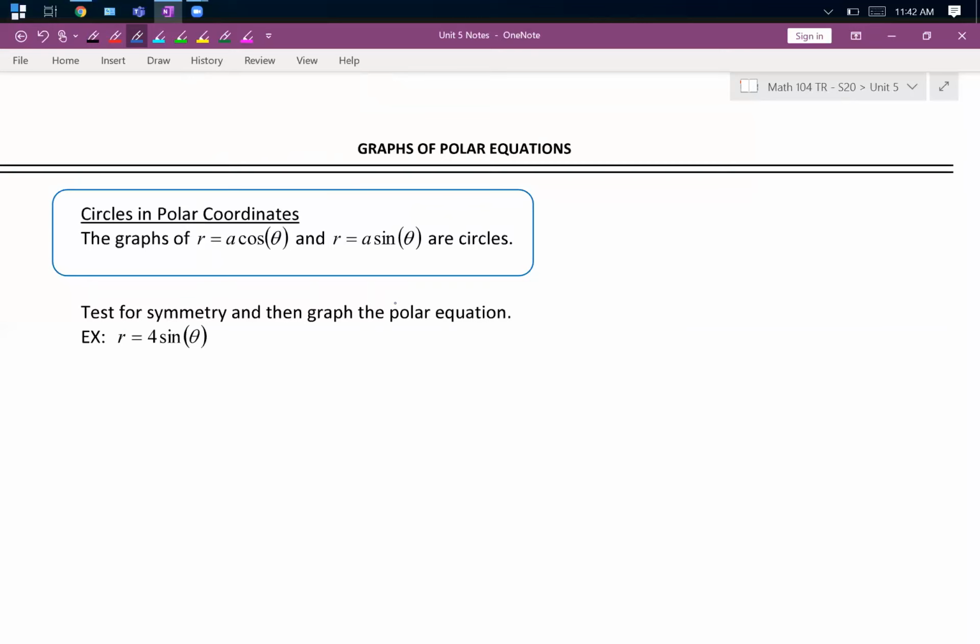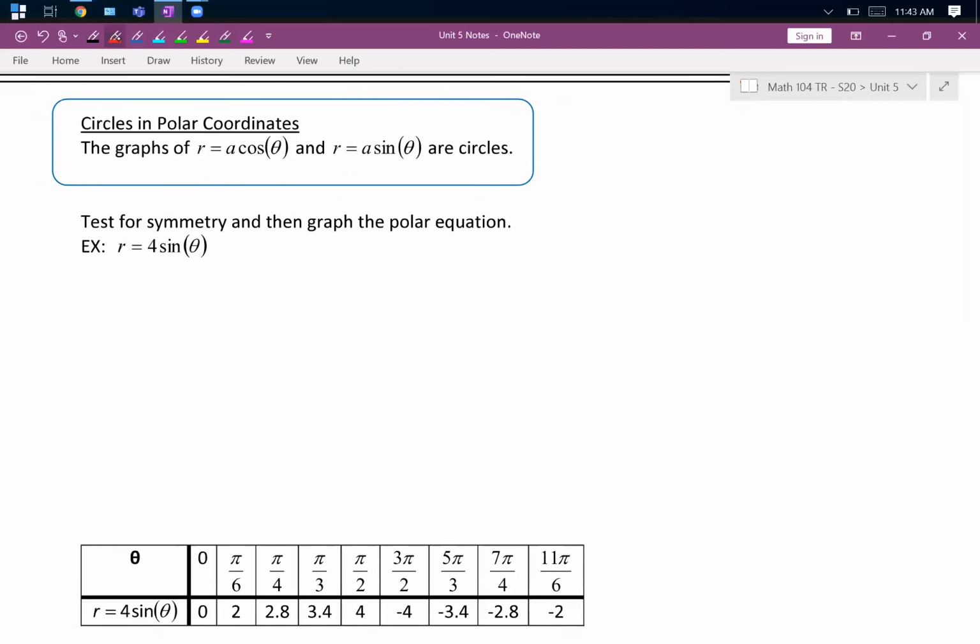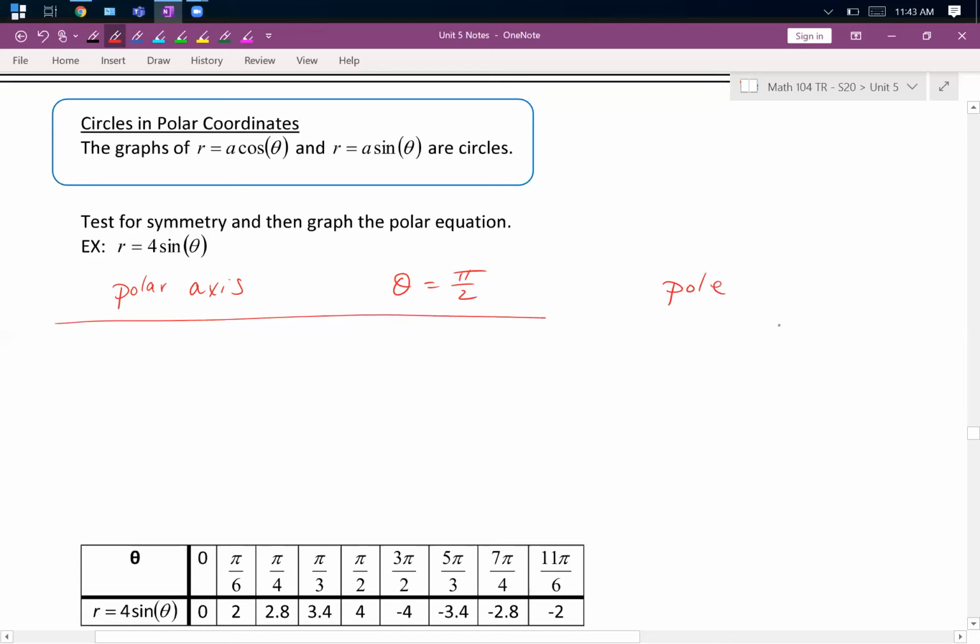So let's graph r equals 4 sine of theta. First, we want to test for symmetry. And I'm going to make the same kind of chart that I make in college algebra. Polar axis, theta equals pi over 2, and the pole. I'm going to do 3 tests. For the polar axis, I replace theta with negative theta. For theta equals pi over 2, I replace both. And for the pole, I just replace r.